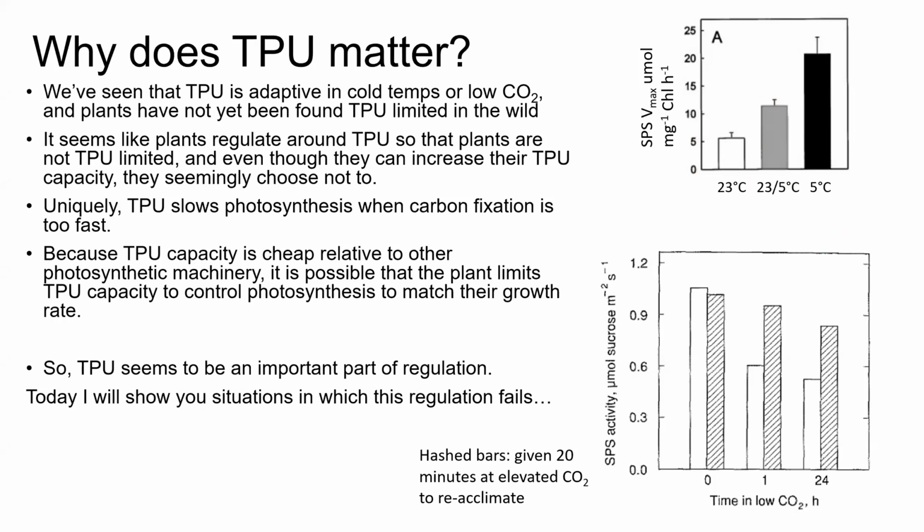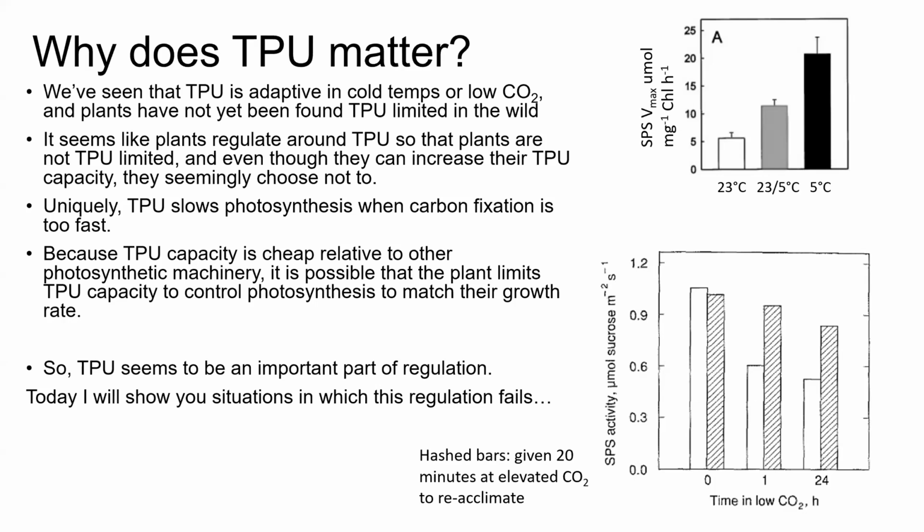Here, plants that are placed in low CO2 reduce their sucrose phosphate synthase activity, lowering their TPU capacity to match the reduced level of photosynthesis possible at low CO2. The hashed bars here show that there's a recovery from the drop in TPU capacity, but the ability to recover from that drop diminishes over time, which shows biphasic adaptation. Uniquely, TPU limitation slows photosynthesis when carbon fixation is fast.